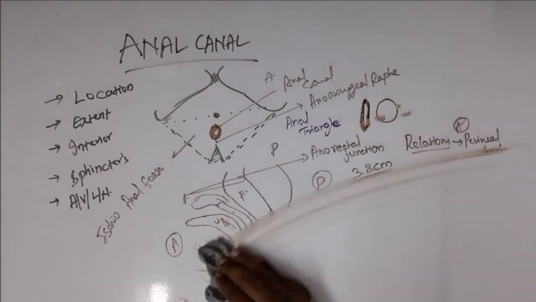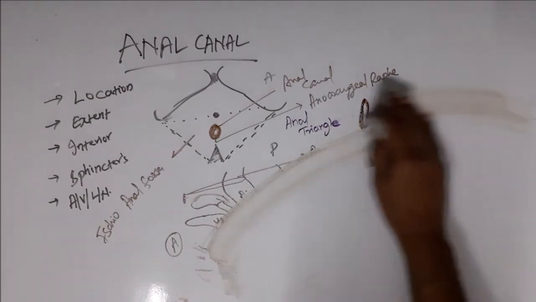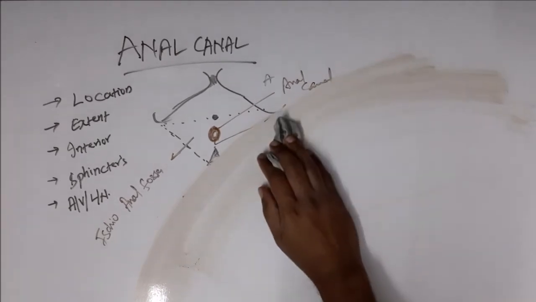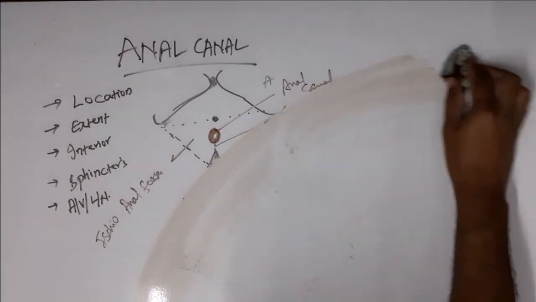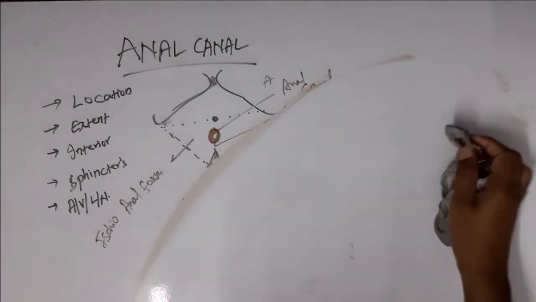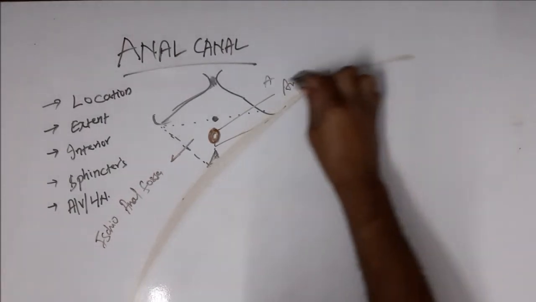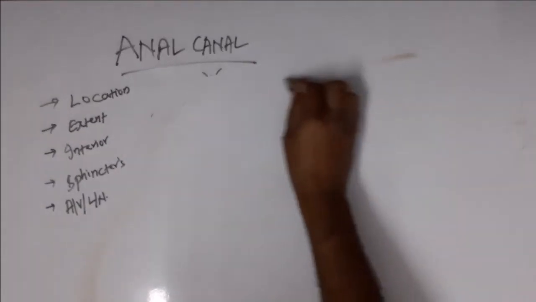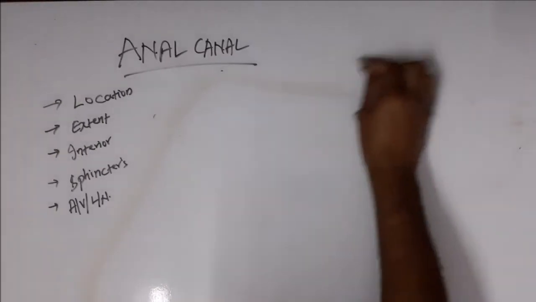Then next comes the interior of this anal canal. How does it look interiorly and how do we divide it? The anal canal is derived from two parts, one from ectoderm and one from endoderm. And how do you demarcate that? There is a line demarcating the ectodermal derivative from the endodermal derivative. That is called the pectinate line or dentate line.